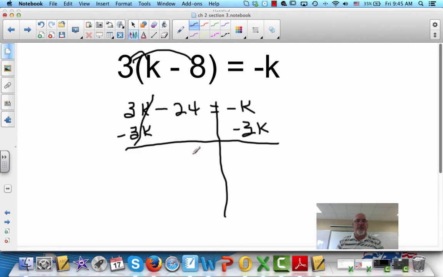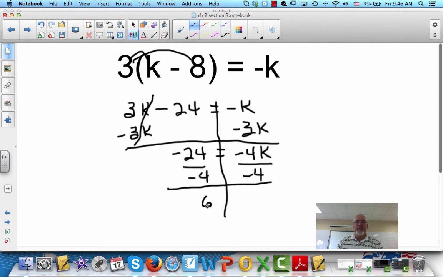So these cancel each other out. You're left with negative 24 equals, same signs, add and keep. So we've got 3 plus 1 gives us 4, negative 4k. The opposite of multiplying by negative 4 is dividing by negative 4 on both sides. So that gives us 6 equals k.